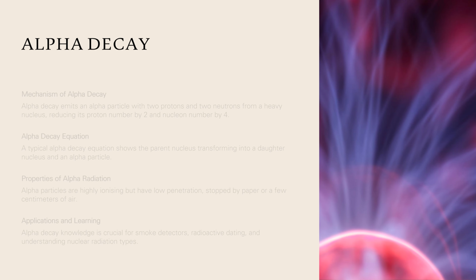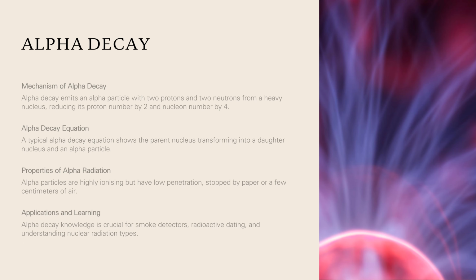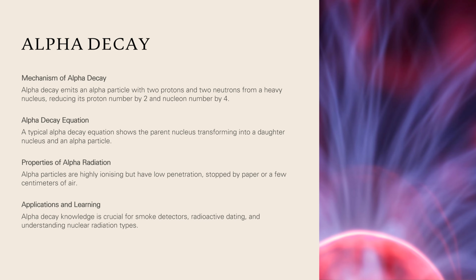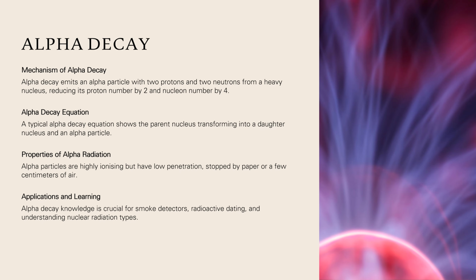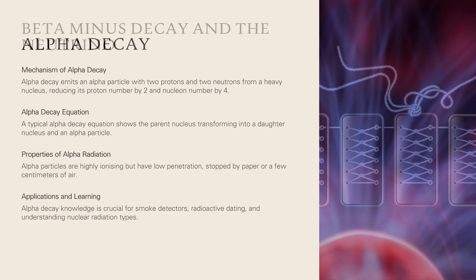Alpha decay occurs in large, heavy nuclei that have too many protons and neutrons to remain stable. During alpha decay, the nucleus emits an alpha particle, which consists of 2 protons and 2 neutrons and is identical to a helium-4 nucleus. As a result, the proton number of the parent nucleus decreases by 2 and the nuclear number decreases by 4. Alpha particles are highly ionizing due to their large mass and charge, but they have very low penetration and can be stopped by a sheet of paper or a few centimeters of air.